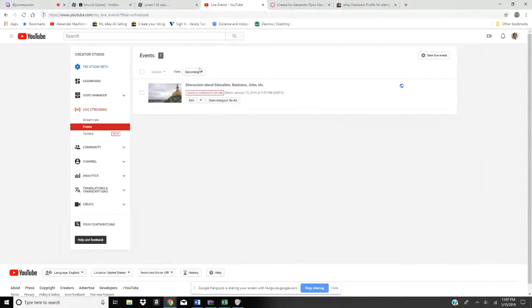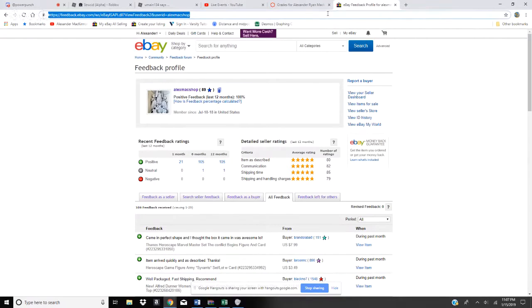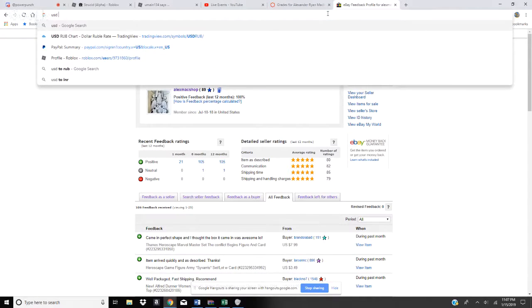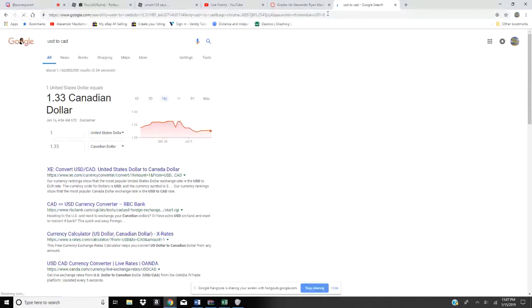Right now, as an example, let me look at my screen for a second. Okay, let's go with eBay here, US dollar to Canadian dollar. Current exchange rate: every one US dollar equals $1.33 Canadian dollars. So if you're exchanging one Canadian dollar, going to Google, you should be getting 75 cents.